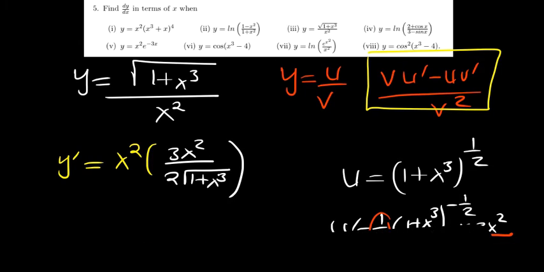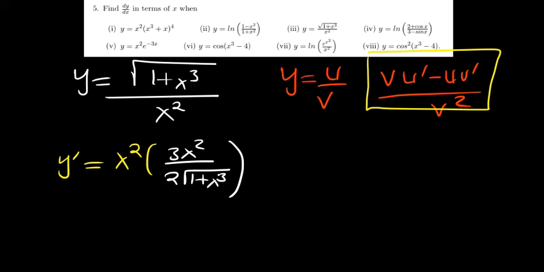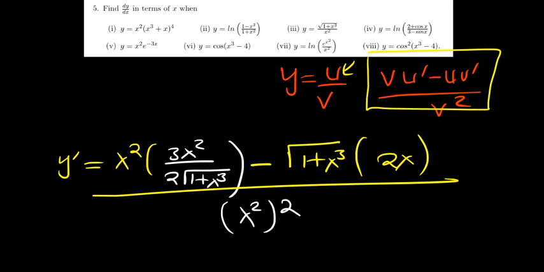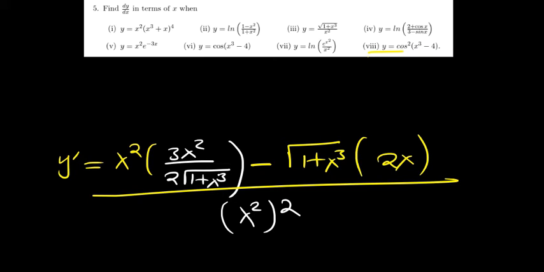Okay, we can continue in the formula. So minus u, so our u is our numerator, so that is root of (1 plus x to the power 3) multiplied by v prime. V prime is the derivative of what is on the bottom, which is going to just be 2x, right? Over, now well, the denominator is going to be v squared, so that will be (x squared) squared. I think at this point all we are remaining with is the idea of simplifying whatever we have. Can we simplify it beyond this point? That's the question.